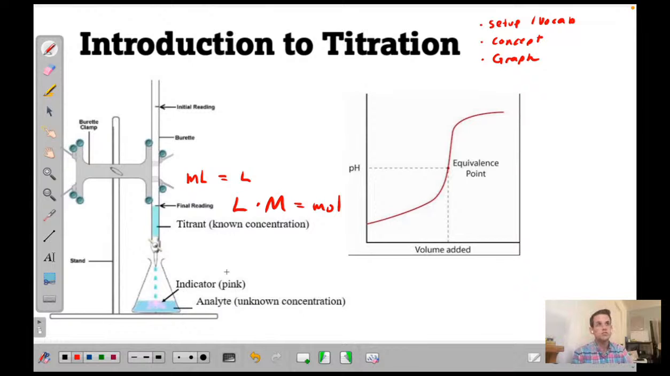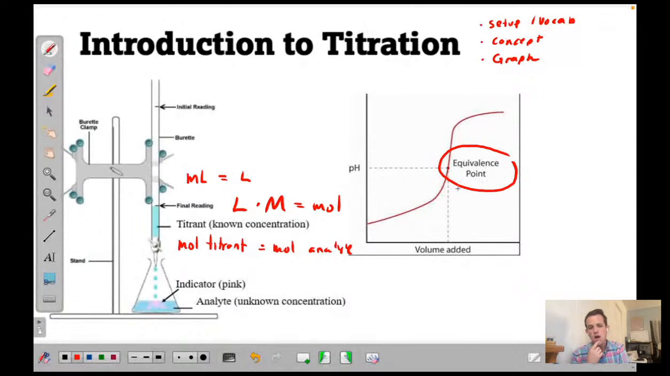Now, typically a titration involves acids and bases where you're trying to find an equivalence point. That is going to be the point where, at least if it's a 1-to-1 ratio, the moles of titrant is equal to the moles of analyte. That's going to be at the equivalence point. It can get a little bit more complicated if it's not a 1-to-1 ratio, but for the sake of the AP exam, it's going to be a 1-to-1 ratio. So the moles of titrant equals the moles of analyte that were reacted.